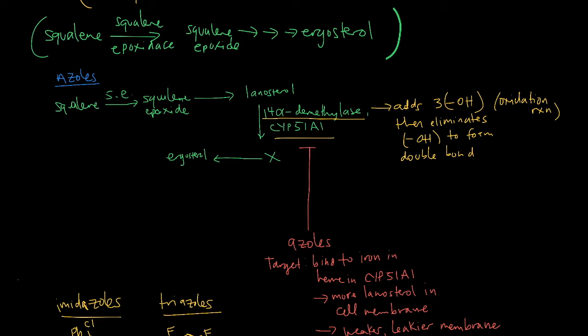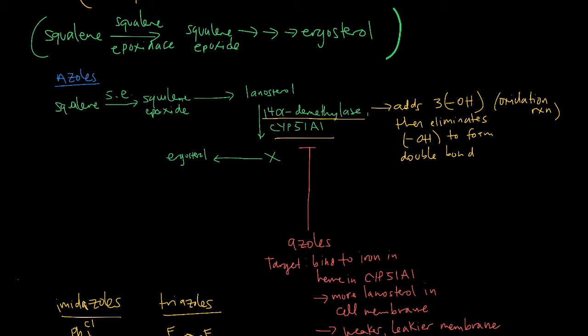So 14-alpha demethylase is important because it converts lanosterol to X by adding 3 hydroxyls to lanosterol and then eliminating these hydroxyls to form a double bond within X. And this is done by the enzyme 14-alpha demethylase, a CYP450 enzyme, specifically CYP51A1.